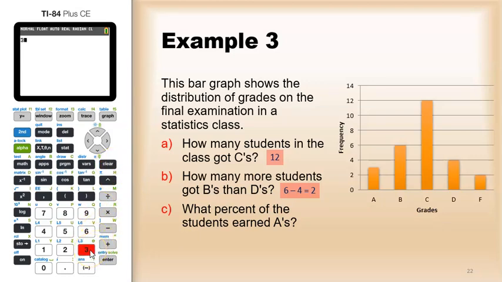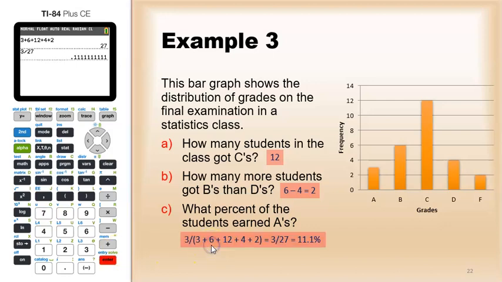So 3 A's plus 6 B's plus 12 C's plus 4 D's and 2 F's comes out to be 27 students. So in this case, the proportion would be 3 divided by 27, or about 11%. So 3 divided by the total of all the bars, 3 divided by 27, comes out to be 11%.